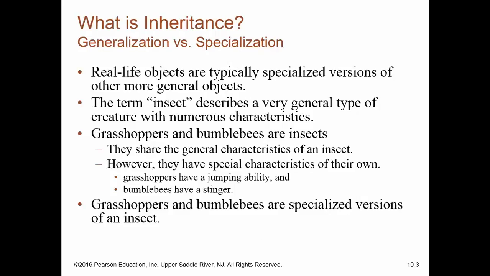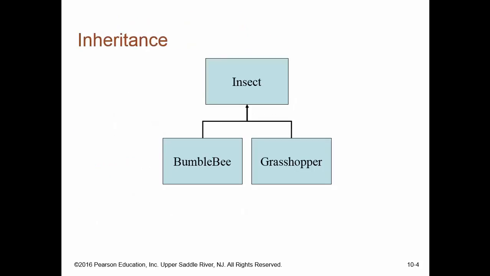So, what is inheritance? Generalization versus specialization. And what they say in here is really in life, when we look at different things, basically everything is a specialized version of something else. They give an example in here: you've got insects, and a grasshopper is an insect, a bumblebee is an insect, etc. And they all have certain characteristics that they share, but they also have their own individual characteristics. I mean, bumblebees can sting where grasshoppers cannot, for example.